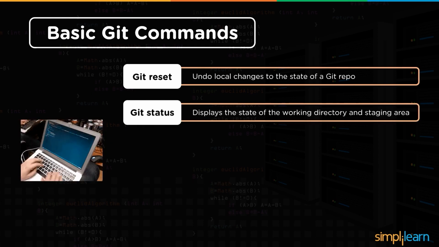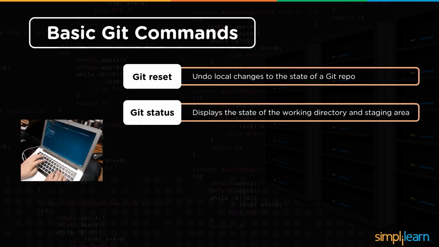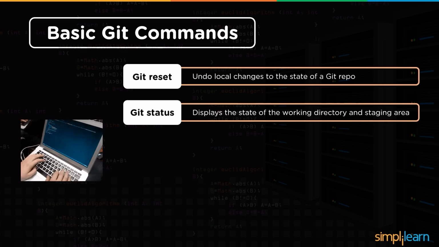Git status command displays the state of the working directory and the staging area. It also tells you certain particular things, like which files are in the modified state and how many files are present in the modified state. All that information is something we get from git status.